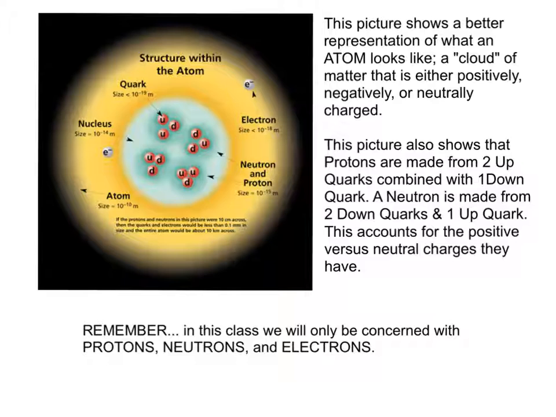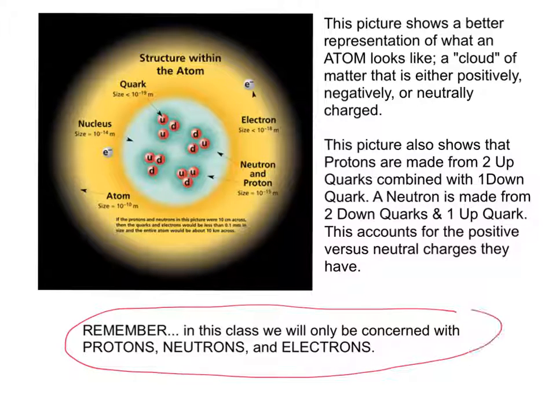Now, when you go to college and you take a different class, you're going to be hearing things like, we can break the protons and the neutrons down smaller and smaller. And yes, we can. We can go to quarks, like a neutron and a proton are made up of up quarks and down quarks. We're not going to get involved in that level in this class. All you need to do is remember that you're looking at protons, neutrons, and electrons. Nothing smaller than that for this.